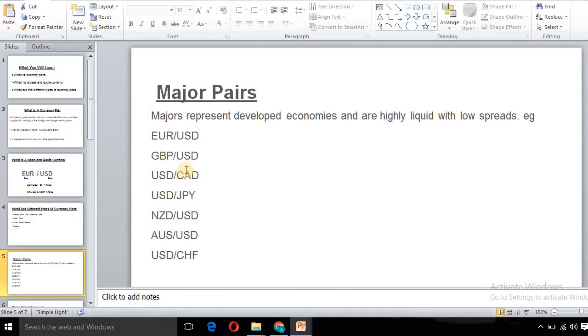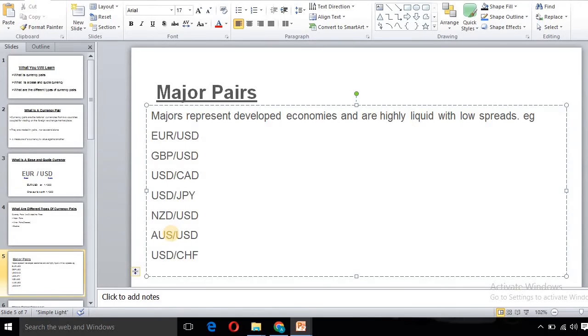So the first one is major currency. Major currency represents developed economies, and they are highly liquid with low spread. These are the characteristics. Developed country, something like the US. Another one of their characteristics is that they have USD attached to it. All right, so as you can see here, examples of major currency, you have EUR/USD, you have GBP/USD, USD/CAD, USD/JPY, NZD/USD, AUD/USD, USD/CHF.